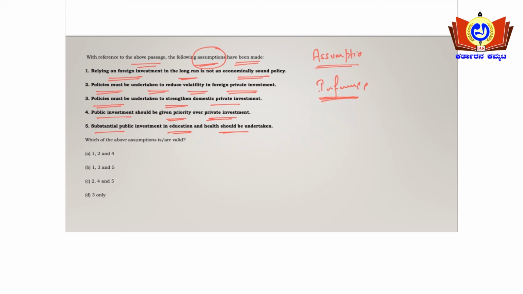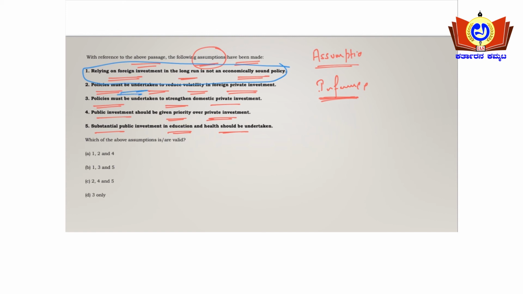So assuming the things means it should not contradict the statement, okay. They are not talking about the economic policies here, so it should not also contradict the statement. If it is good for economically sound policy, it's contradicting the idea of the theme of the passage, right? So in reference to that, when you see relying on foreign investment in the long run is not an economically sound policy, this option holds good here, okay. The first option holds good here for assumption, okay.